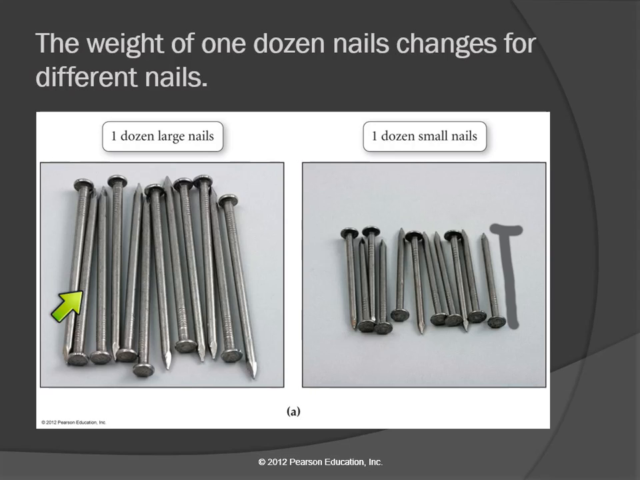So here we have two pictures now of a dozen nails each, 12 in each picture. These nails are big. These nails are small. There's the same number of each. Are they going to weigh the same? No, because a big nail contains more iron, it's going to weigh more. So a dozen large nails will weigh more than a dozen small nails.